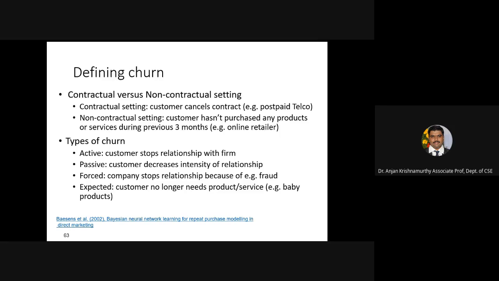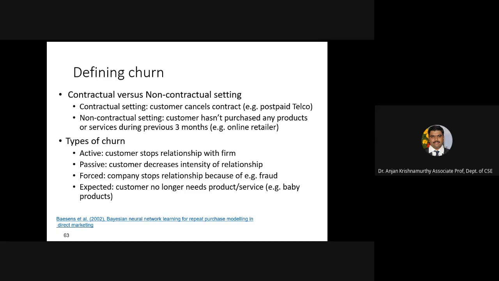So how do you define a churn? Churn is nothing but contractual versus non-contractual settings, right? The customer who cancels a contract, or the customer who has not purchased any product or services during the last 3 months, right? You may see that if you port to a particular network vendor, you may stay with that vendor for 90 days, which is exactly 3 months, right?